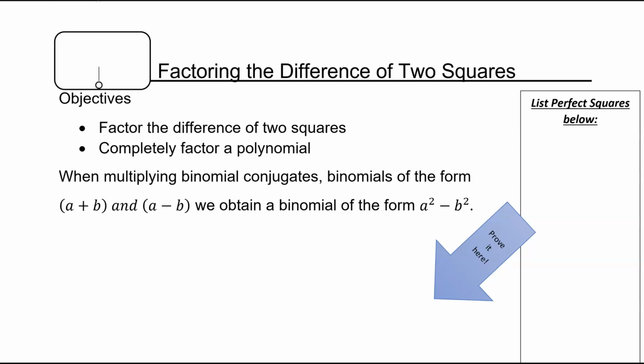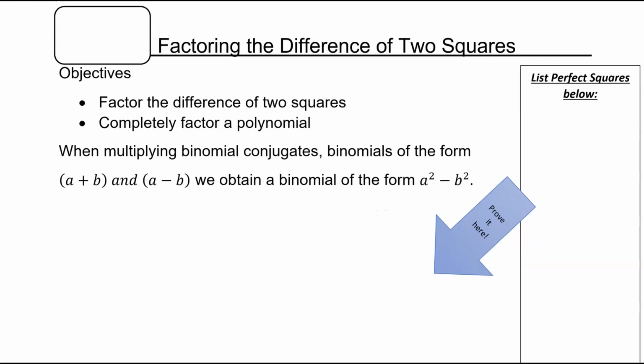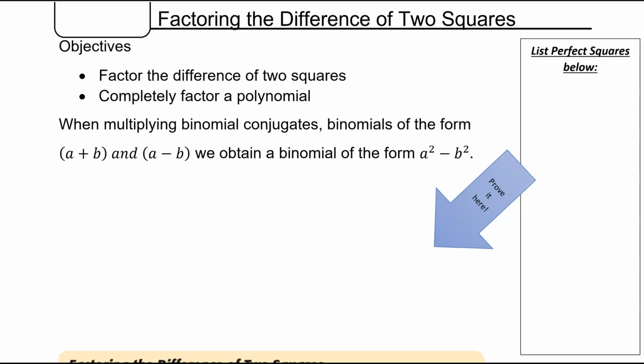Okay, students, this is a lesson on factoring the difference of two squares. When multiplying binomial conjugates, binomials of the form a plus b and a minus b, we obtain a binomial of the form a squared minus b squared, which is called a difference of squares. So if we multiply a plus b times a minus b, we would get a squared minus b squared.